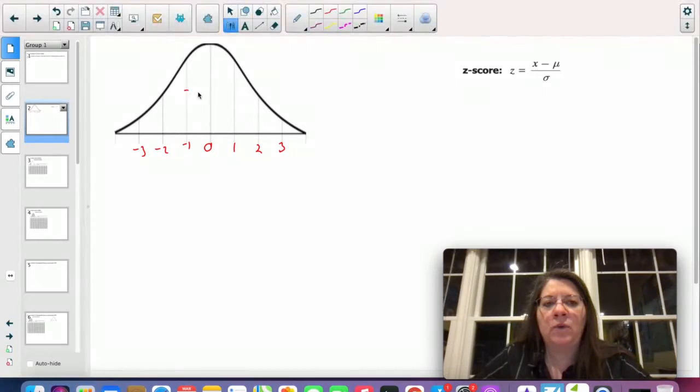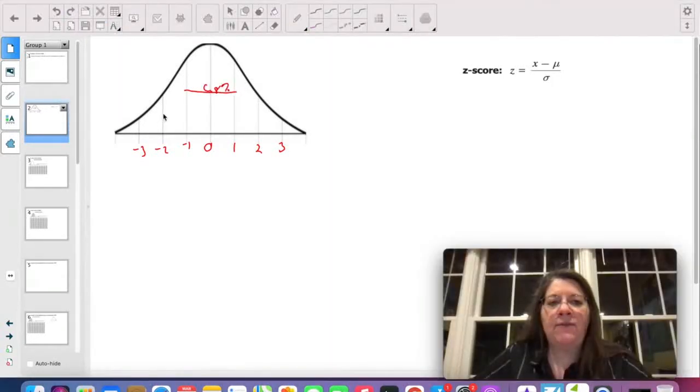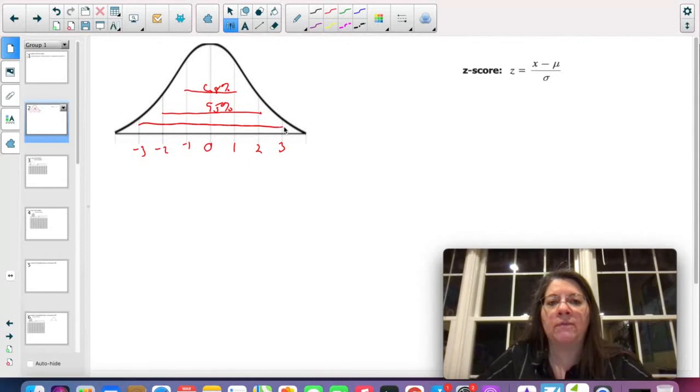68% of the data would lie between -1 and 1 z-scores or within 1 standard deviation of the mean. We said that 95% of the data will lie within 2 standard deviations of the mean. 99.7% of the population would be within 3 standard deviations of the mean. Virtually 100% of the people are going to lie between -3 and 3 standard deviations from the mean.